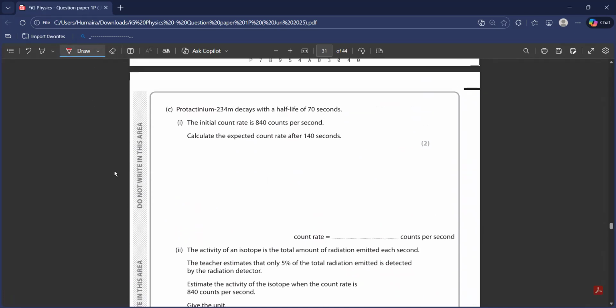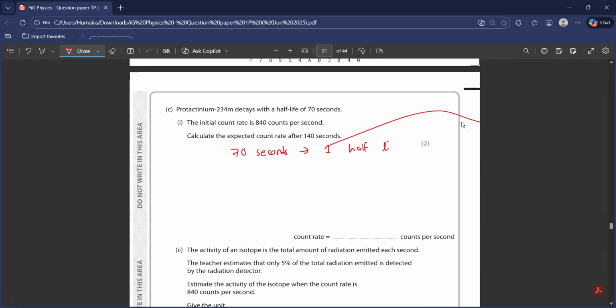Protactinium-234 decays with a half-life of 70 seconds. The initial count rate is 840 counts per second. Calculate the expected count rate after 140 seconds. Okay, so if 70 seconds is one half-life, then how many half-lives is 140 seconds? First of all we have to find this. So in 70 seconds, 1 half-life.